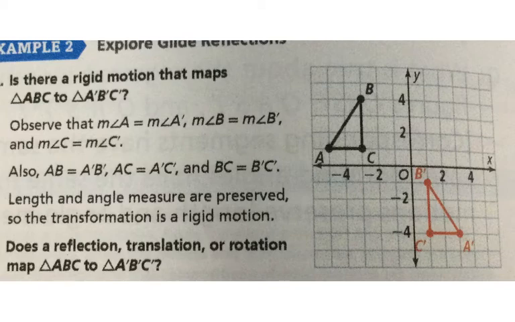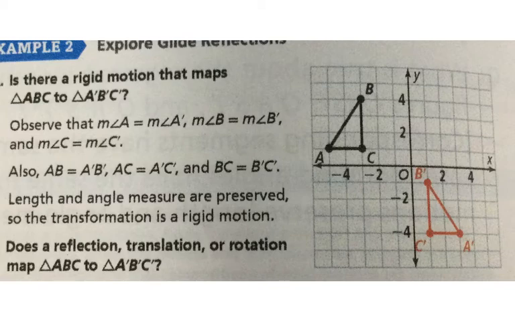So let's see, how far is it from A to C? 2. How far is it here from A prime to C prime? 2. How far is it from B prime to C prime? 3. From B to C is 3. So we can't count this one, but it looks like it's still the same length. So we can say rigid motion has occurred because it's kept the same shape, it's just in a different location.